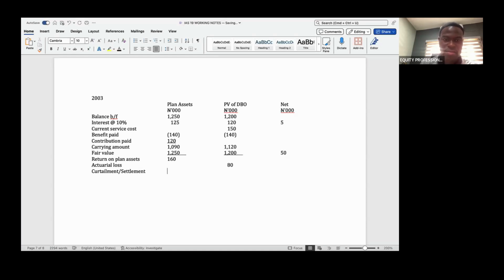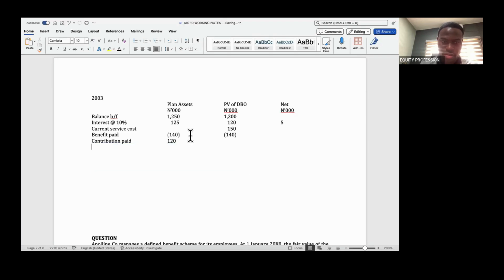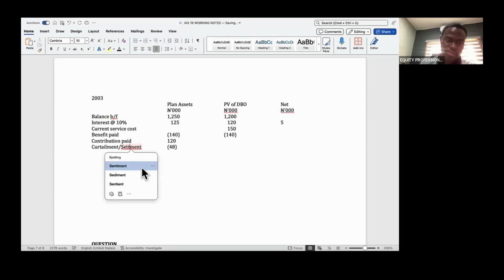So the plan assets, no, I'm not supposed to put it here now. In fact, let me just cancel it to this point. So curtailment / settlement. So the plan assets that was transferred is how much? It's 48,000. And we're told that our obligation will reduce by how much? By 50,000. So there's a difference of 2.